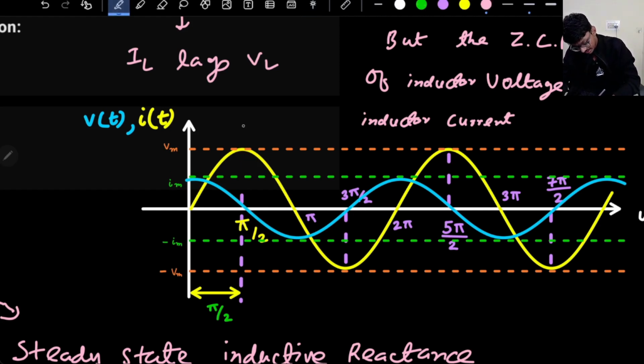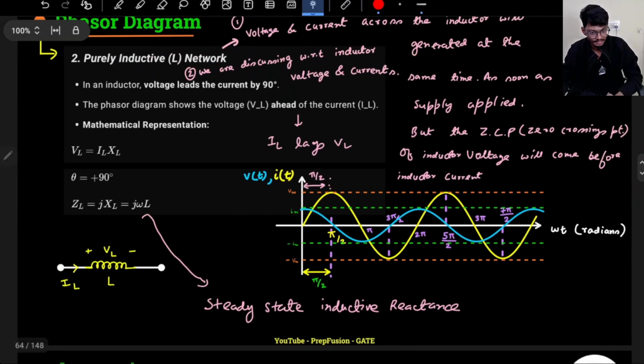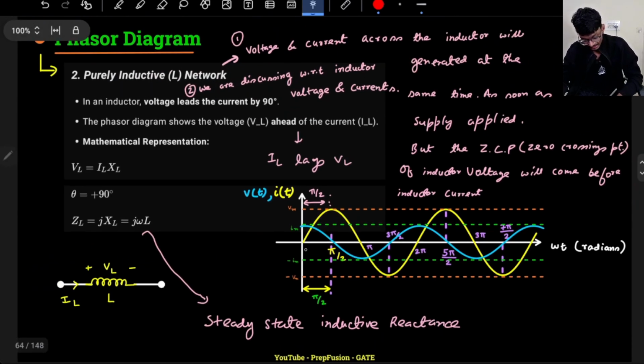If you want to see the peak as well, the phase difference is simply pi by 2. The phase difference in the peak is simply pi by 2, or if you want to see the zero crossing point, first this one is going down, then the current waveform is going down. So there is a difference of pi by 2 radians or 90 degrees, whichever one you want to say, and this time is just a certain time after the transient.